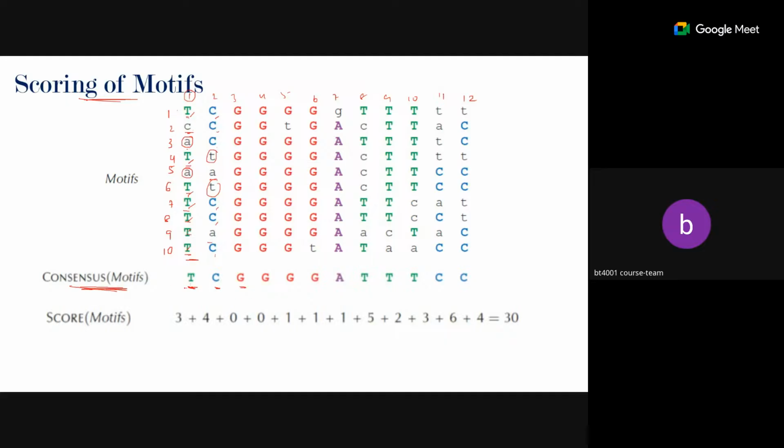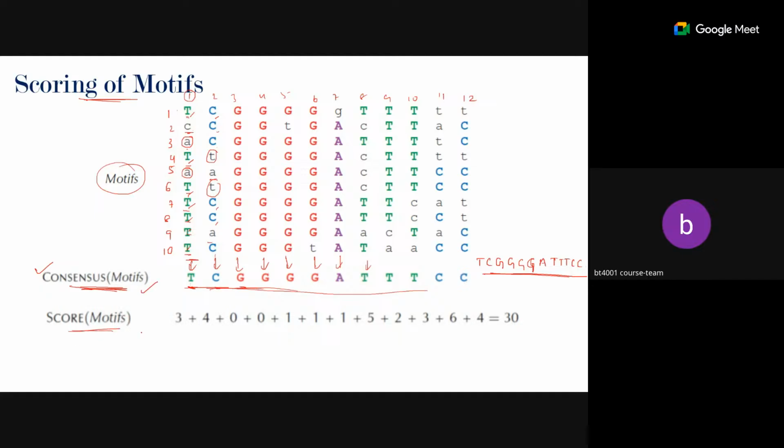Whatever motifs you get, for every position we compute which nucleotide occurs the maximum number of times, and then we combine all of this into one string. The string that we have here is T, C, G, G, G, G, A, T, T, T, C, C. This particular string is called the consensus of the motifs, of this set of motifs. This is how we compute the consensus of motifs.